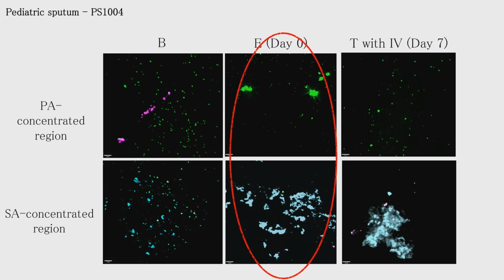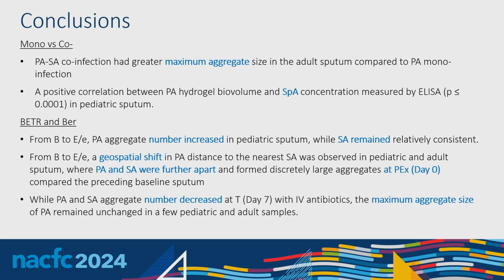So to conclude, for mono versus co-infection, PA-SA co-infection had greater maximum aggregate size in the adult sputum compared to PA mono-infection. And I did see a positive correlation between PA hydrogel biovolume and SPA concentration by ELISA in the pediatric sputum. So aggregate size and SPA might be important parameters to look at.